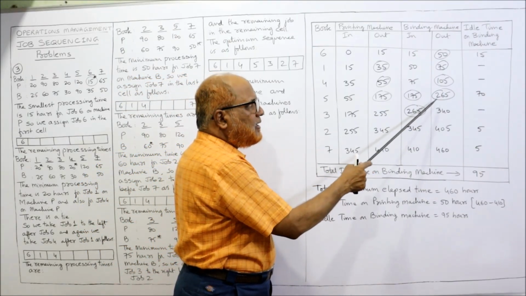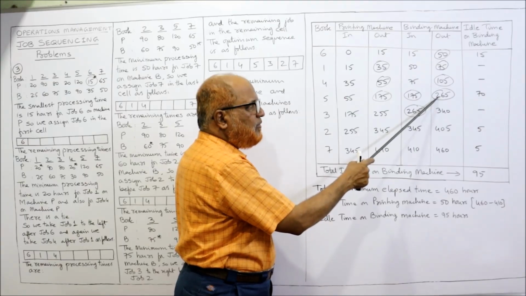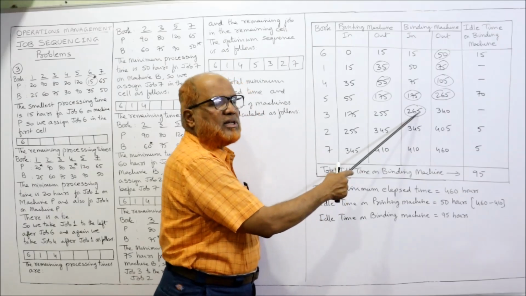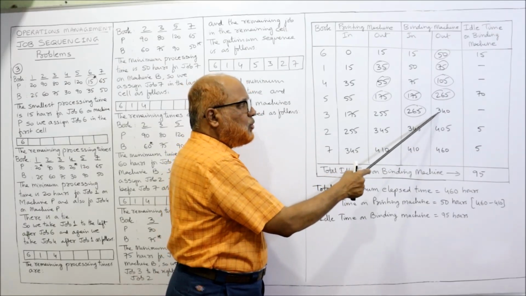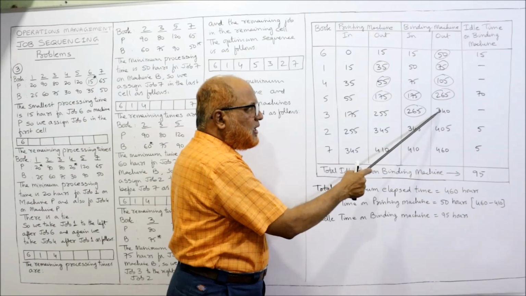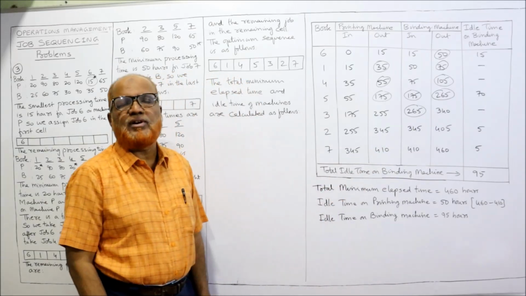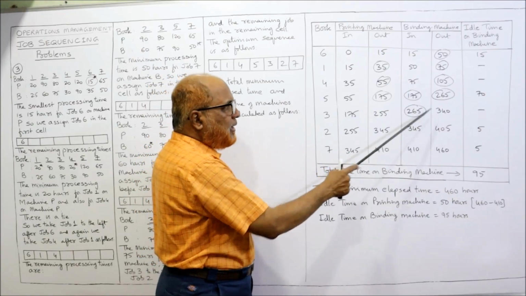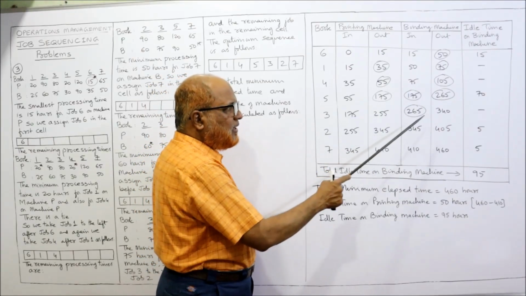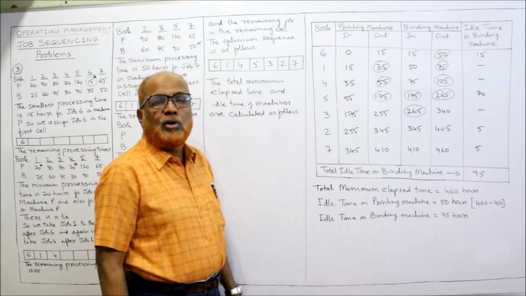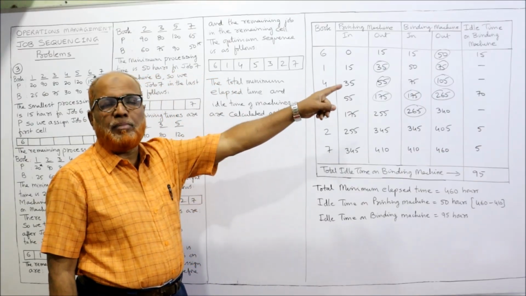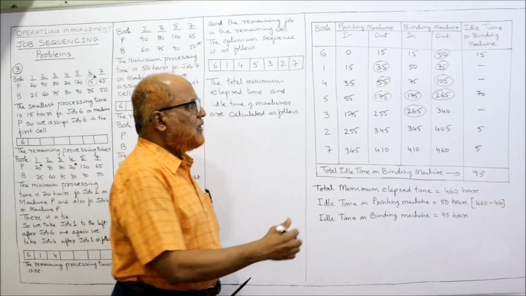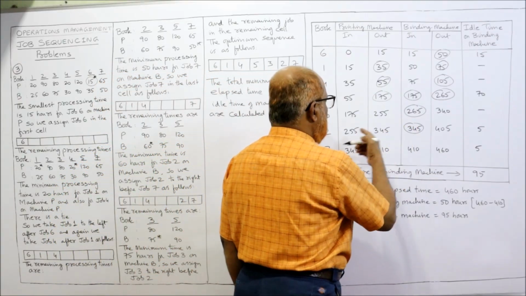There is no idle time because at 265 when the previous job was completed, immediately at 265 the next job was started. So there is no idle time. So 340. Now 340 or 345, whichever is higher. The work was completed at 340, but here the work is not completed at 340, it is completed at 345. So 5 days this binding machine has to wait, idle time. So here 345 it will start.